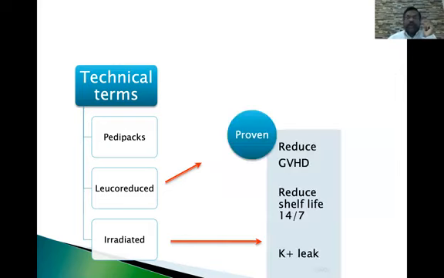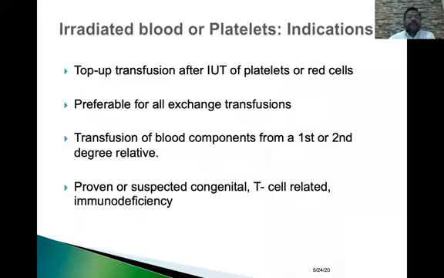Irradiation has always been touched on, and it is proven to reduce graft versus host disease. And because there is a lot of potassium leak, it has a reduced shelf life. These irradiated cells should be used within 14 days and cannot be extended any longer. Irradiated blood or platelets should be used for top-up transfusion after intrauterine transfusion, preferably for all exchanges, and transfusion of blood components for first, second degree relatives of proven or suspected congenital T-cell related immunodeficiencies.